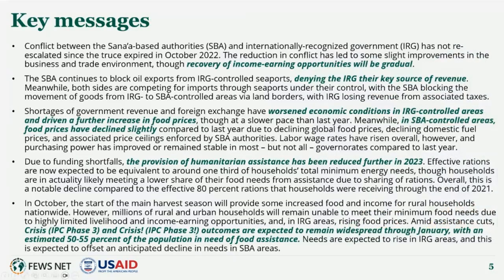So now turning to our content for Yemen, starting with key messages for the briefing. There's a lot of text on this slide, so this can also be used as a reference following the briefing, so forgive me for that. But first, the conflict between the Sana'a-based authorities, or SBA, as you will hear me say throughout the briefing, and the internationally recognized government, or IRG, has not re-escalated since the official UN-mediated truce expired in October of 2022.